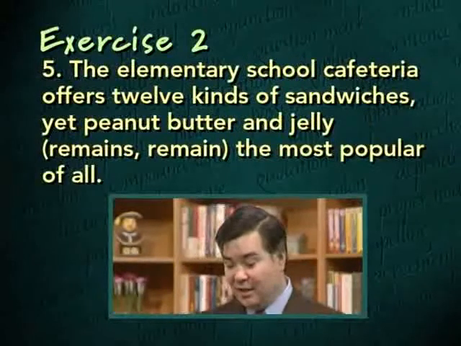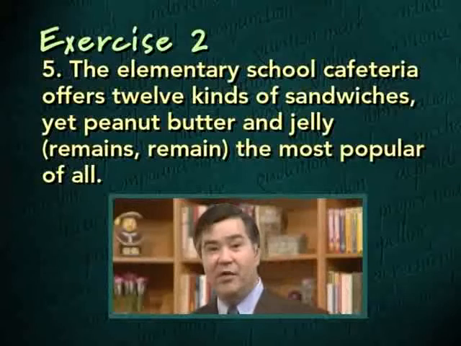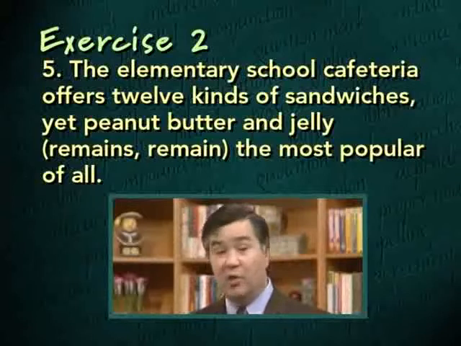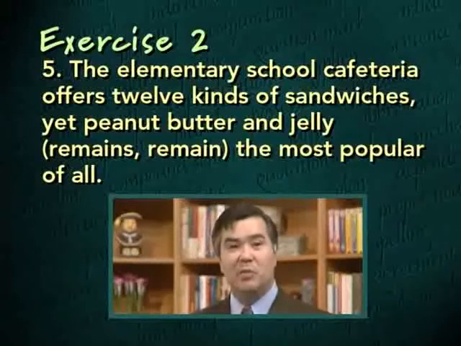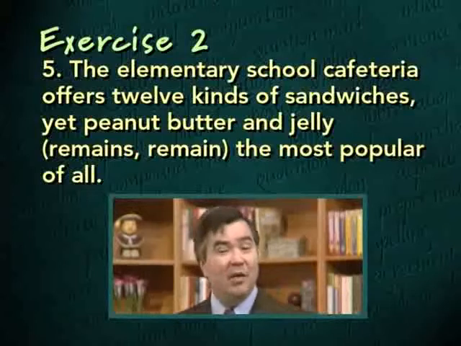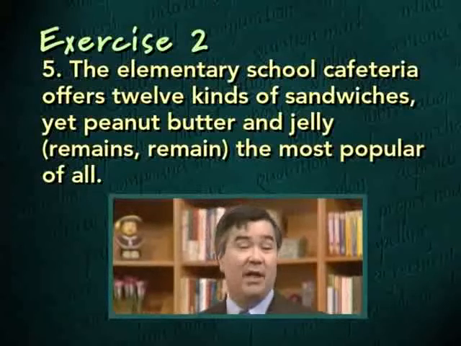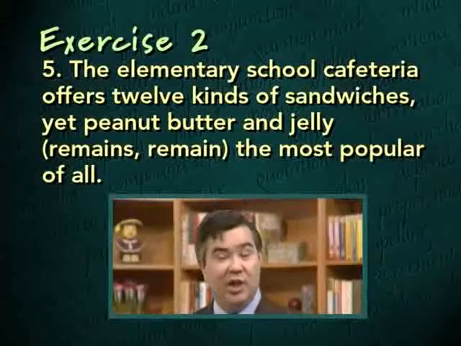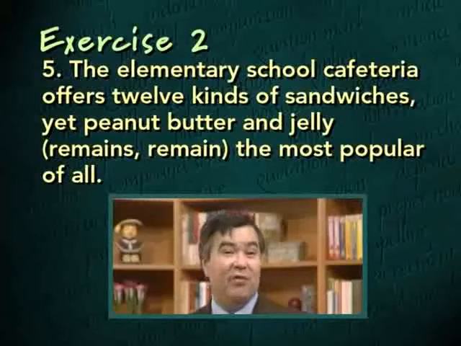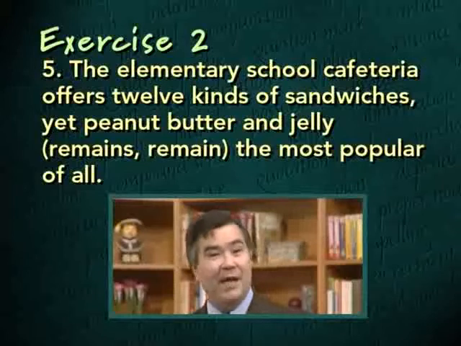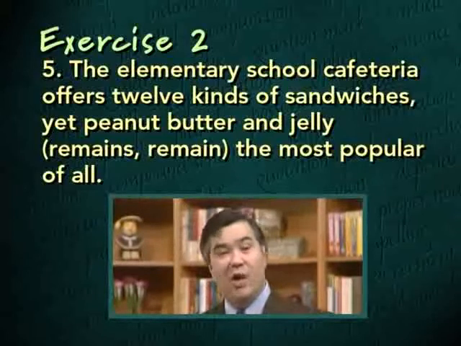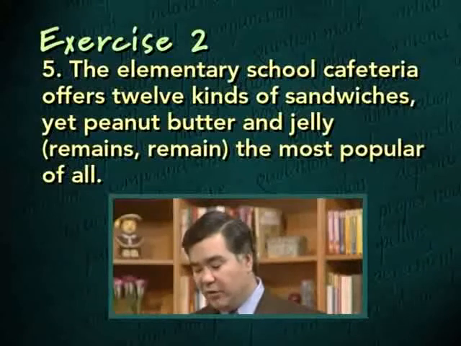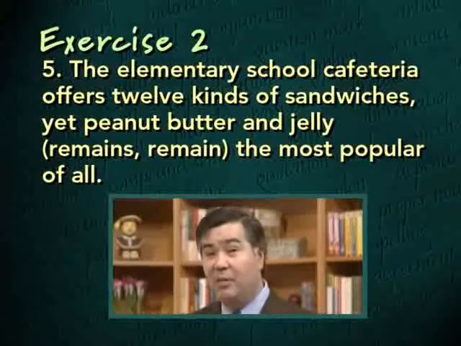Our last example. The elementary school cafeteria offers 12 kinds of sandwiches, yet peanut butter and jelly remain the most popular of all. Here we have a compound subject, peanut butter and jelly, and the two parts of the compound subject are joined by the conjunction and. In almost every case, the compound subject where the parts are joined by the conjunction and would be treated as plural. So the plural verb remain would normally be correct.